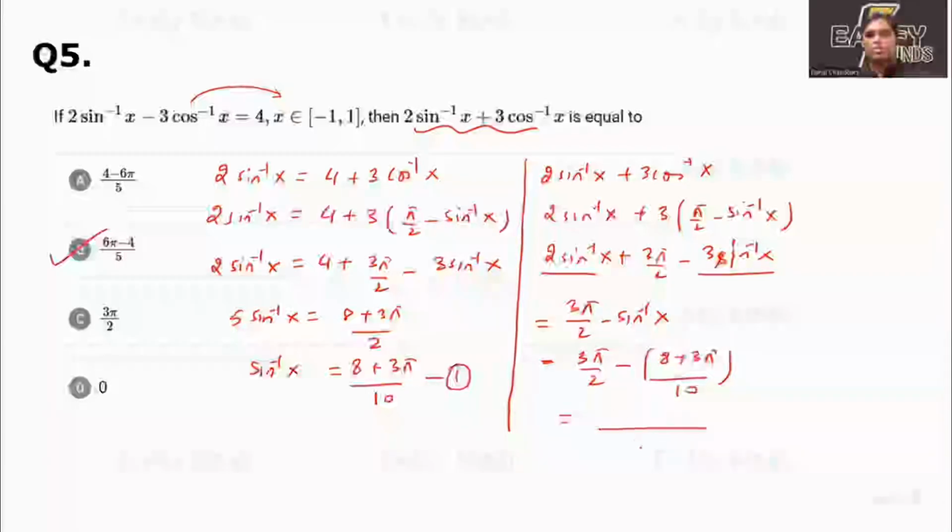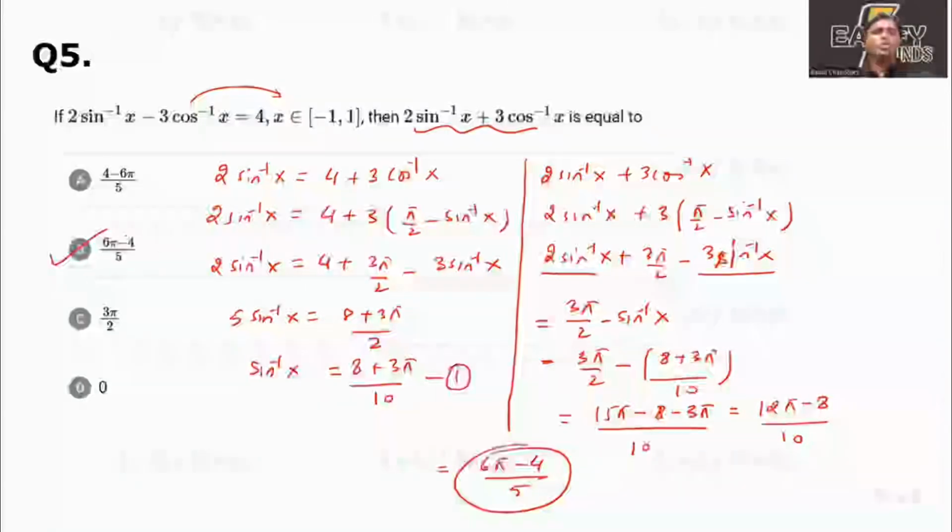So what is the answer? 10 is the LCM. 2 5 is 5, 3 is 15 pi minus 8 minus 3 pi. 15 minus 3 is how much? 12 pi minus 8 by 10. I think 2 is common. So 2 6 are 12 minus 2 4 are 8 by 5. So 6 pi minus 4 by 5. That is option D. Is it clear, everyone?